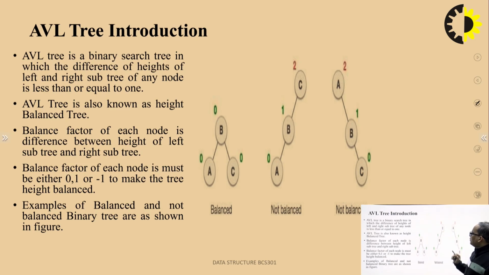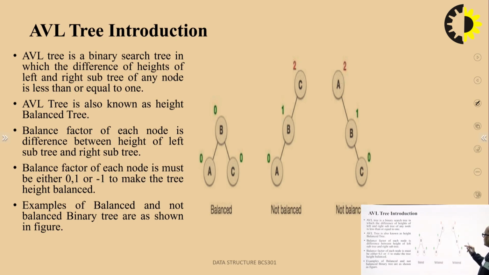Again, for node C, the balance factor of C will be the height of its left subtree minus the height of its right subtree. In the left subtree there are two levels, 1, 2. So, the height of the left subtree of C is 2, and since there is no right child of C, the balance factor of C will be 2 minus 0. So, the balance factor of C will be 2. So, this tree is not an AVL tree. This is not height balanced, because the balance factor of node C is greater than 1.